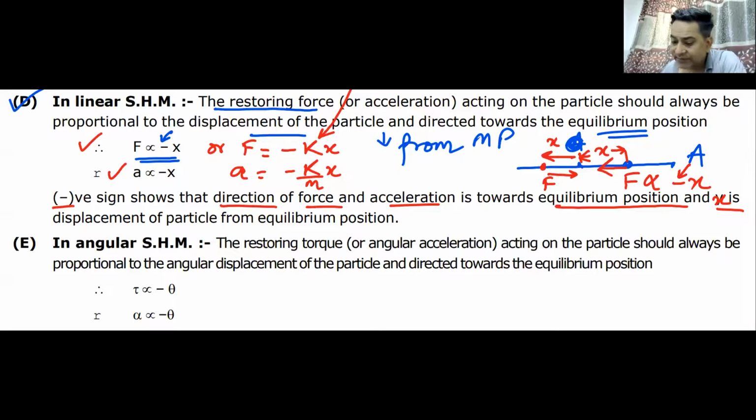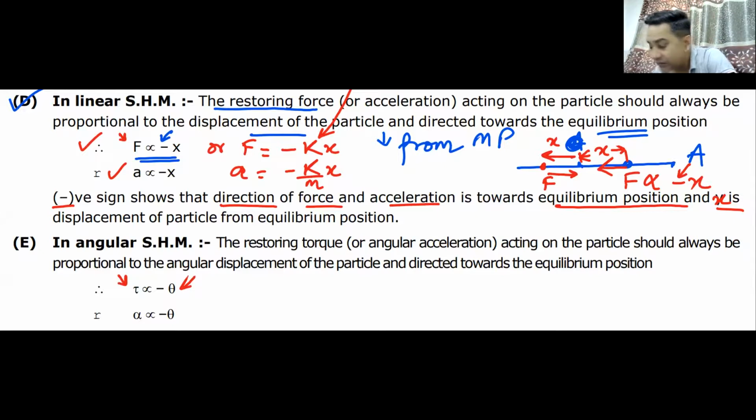We'll move ahead and we will see condition for angular SHM. In linear SHM, force was directly proportional to displacement. In angular SHM, torque is directly proportional to negative of angular displacement. Here, theta is the angular displacement. Do we understand this?